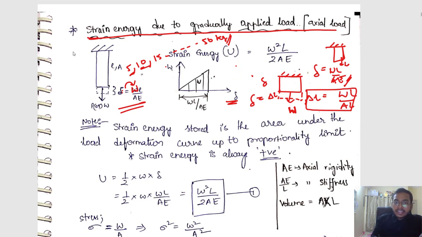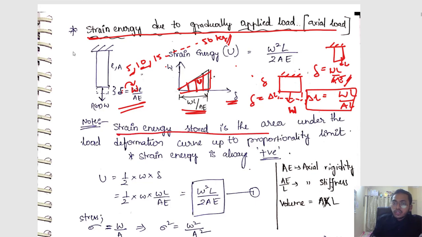Now let us see the theory associated with this. The strain energy which is stored in this body is nothing but the area of this curve. The area of this load versus deflection curve will give you the strain energy. So this note is very important. This can be asked as an objective question also.